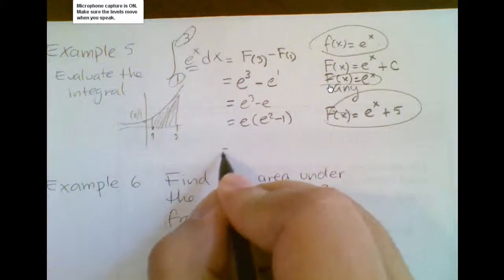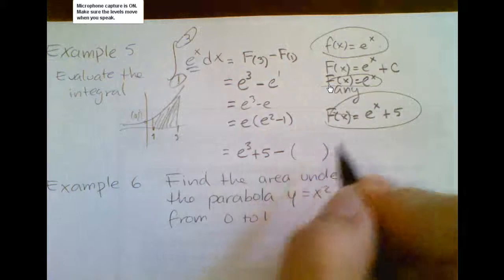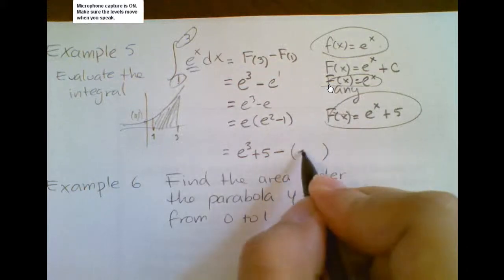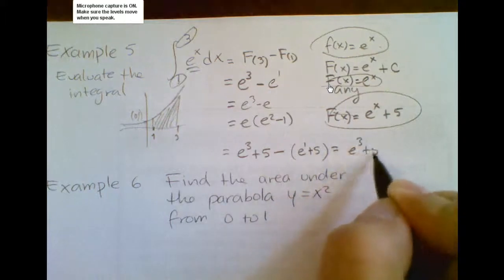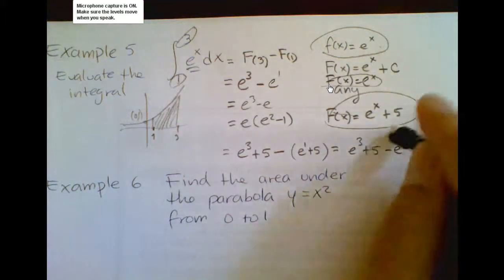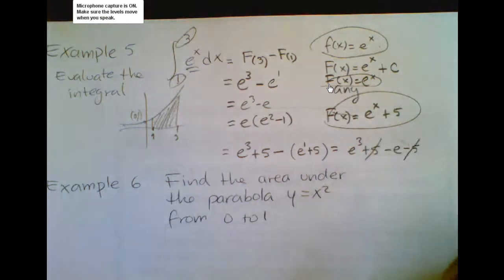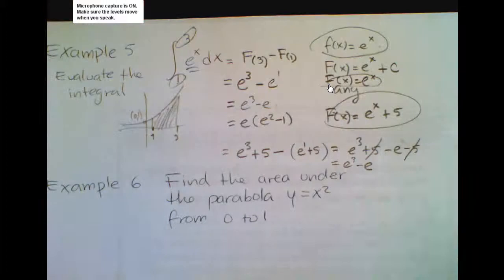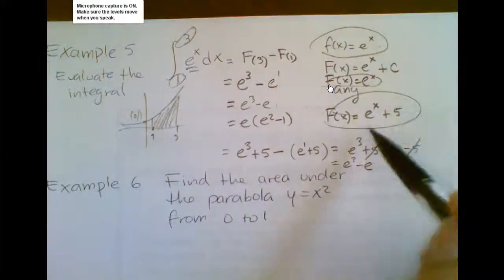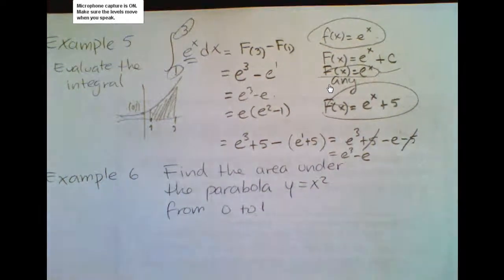So it would be e to the third plus 5 minus the antiderivative evaluated at 1, which would be e to the 1 plus 5. So this would be e to the third plus 5 minus e to the 1, which is e, I'm just going to call it e, minus 5. You see how the constants, in any way, are going to end up canceling each other. So therefore, this is e to the third minus e, which is exactly what I had before. It doesn't matter what antiderivative I use, but I'm just going to stick with the simplest one because I know the constants will cancel out.